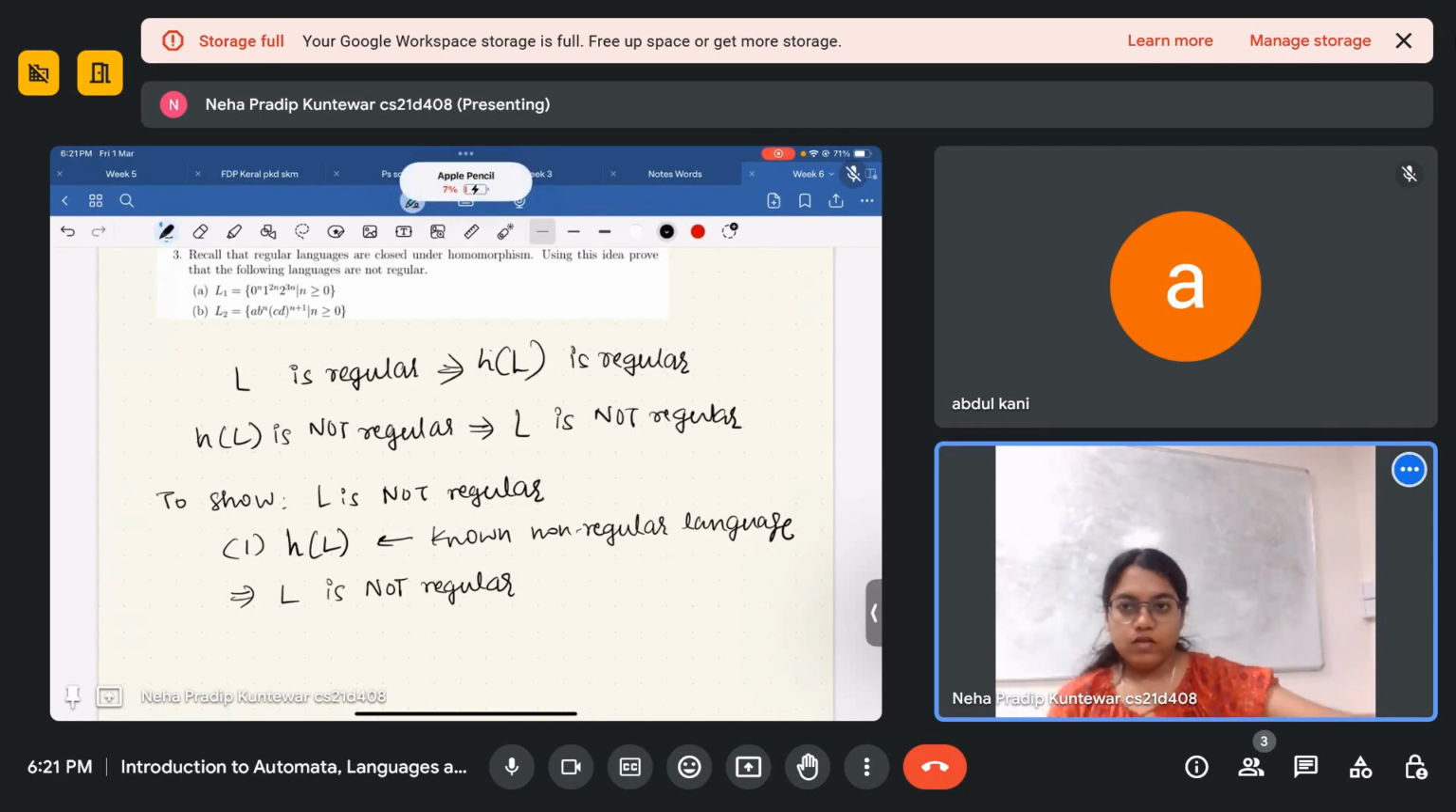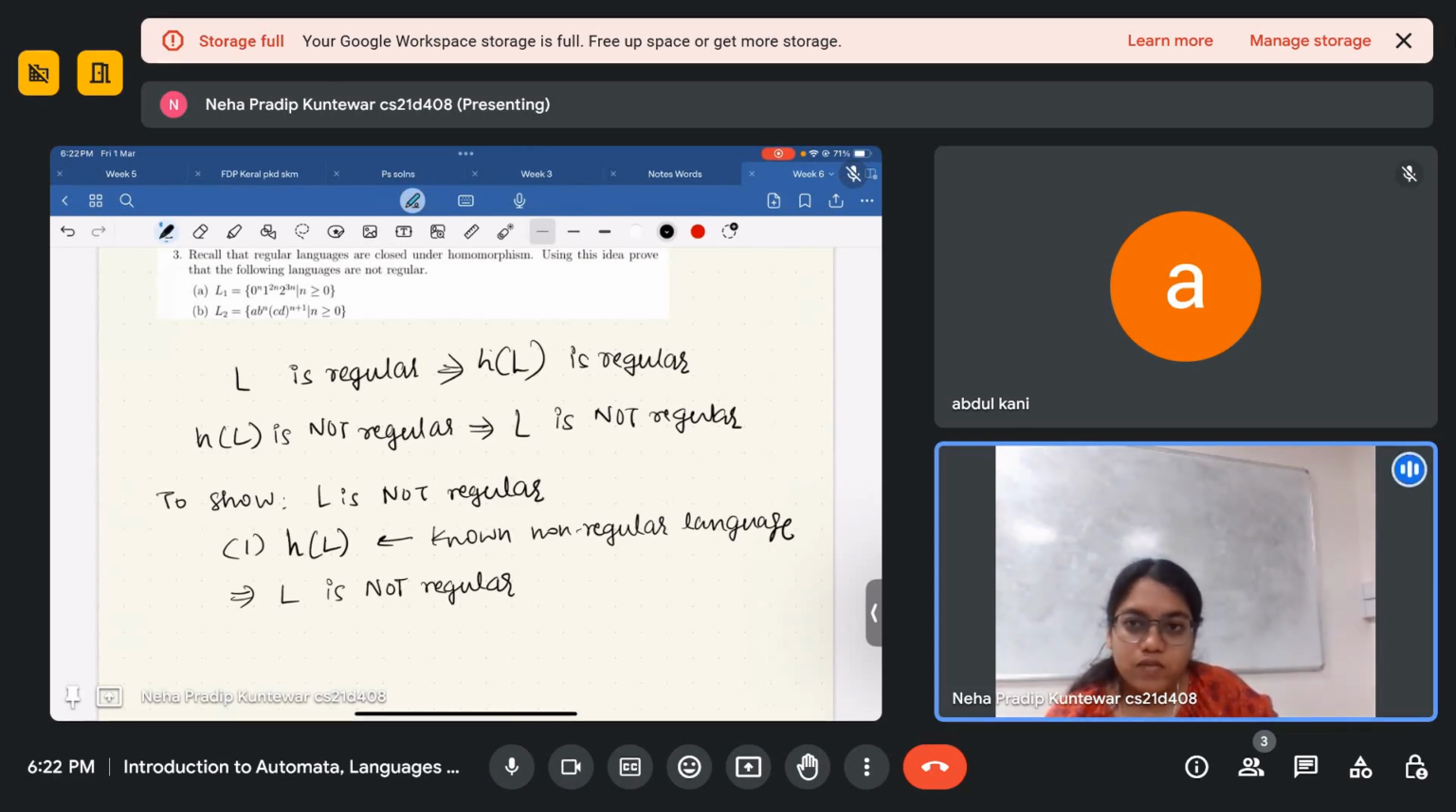If that is clear, can you take a few minutes and see whether the language L1, which is defined as 0 to the n, 1 to the 2n, 2 to the 3n, is not regular? Here the alphabet is 0, 1, 2. Can you show that L1 is not regular using this idea of homomorphisms?